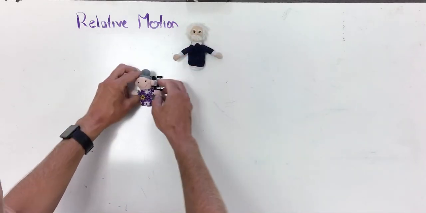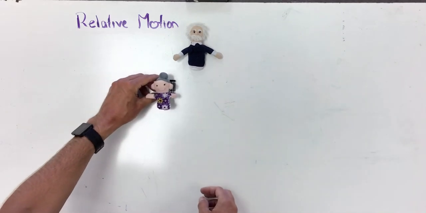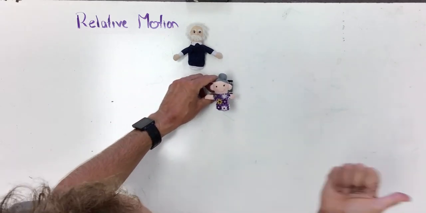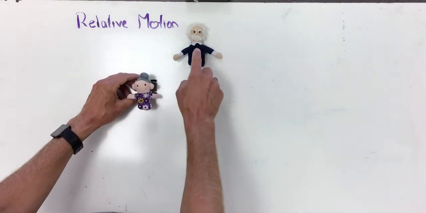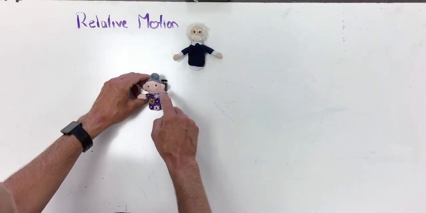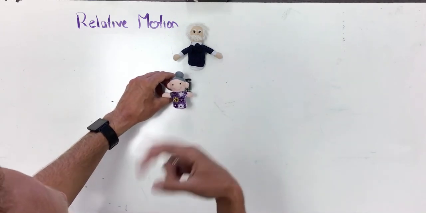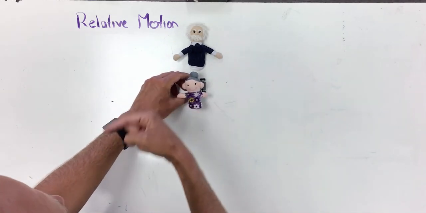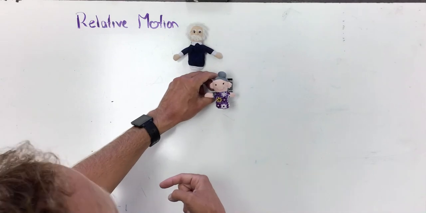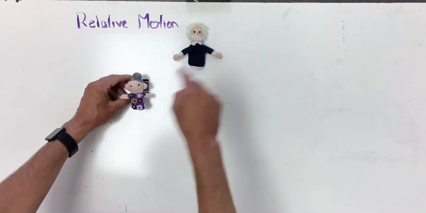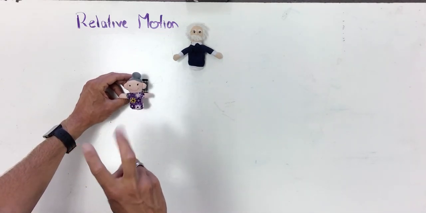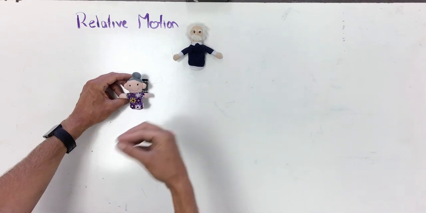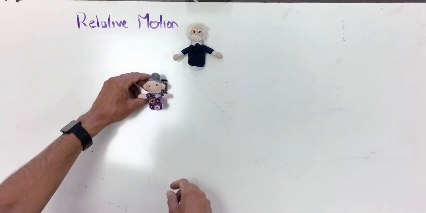Albert would say he's standing still, and Marie moved by at a speed of 2 kilometers per hour going to the right. Marie could just as easily argue that she's standing still, but when she looks at Albert, Albert's moving at 2 kilometers per hour, but to the left. That's our first point of relative motion. We can jump from one reference frame to another, one perspective to another. When we do that, we should see the same speeds, the same numbers, the same units, just opposite directions.